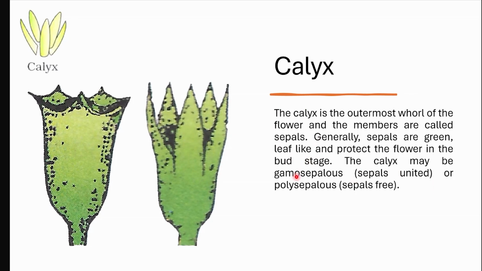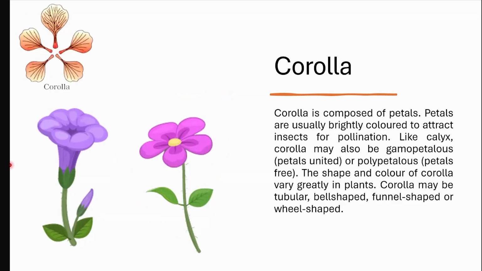Now the calyx may be either gamosepalous, that is, the sepals can be united as is seen over here on the left, right? Or it can be polysepalous, that is, the sepals can be free, as is seen in this right side figure, right? So that is it for the calyx.